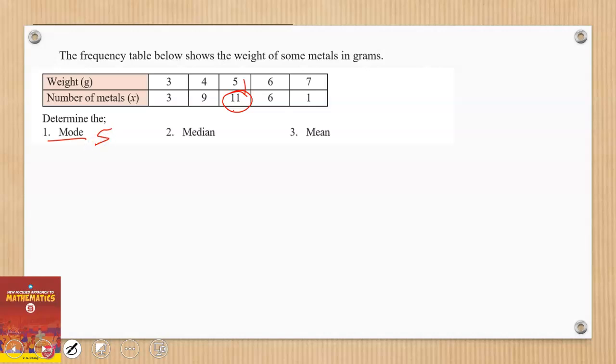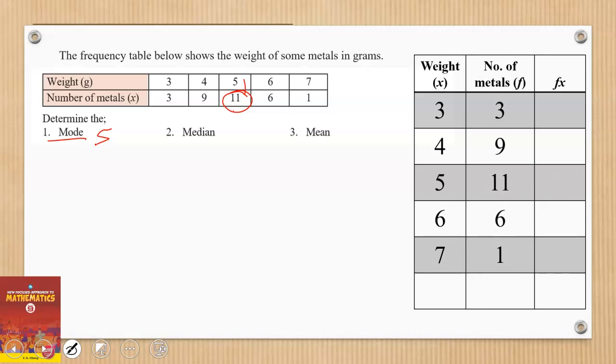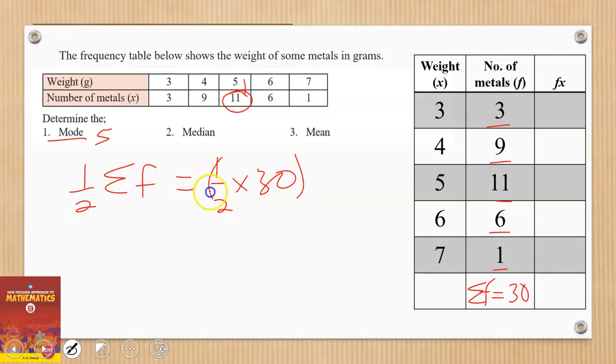Now for us to find the median, we can draw the table again like this and have our x and then our number of metals, which is f. To find the median, we find the half summation of f. If you sum all the frequencies, we have 3 plus 9, which is 12, plus 11 will give us 23. 23 plus 6 is 29, then 30. So summation of f is equal to 30. And so this will be half times 30, and that will give us the position. So we have the 15th position.